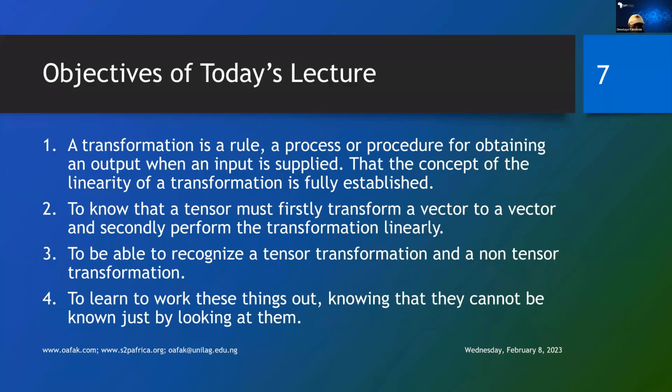Was the input a vector? What was the output? Was the output also a vector? How was the transformation performed? Was it performed linearly? Then after you have tested all of that, you now come back and tell me, this thing is a tensor. Or when you find that any of those rules was violated, then you can say, well, this thing is not a tensor. I want you to work things that way, not by just guessing or by quickly talking when you could be quiet.